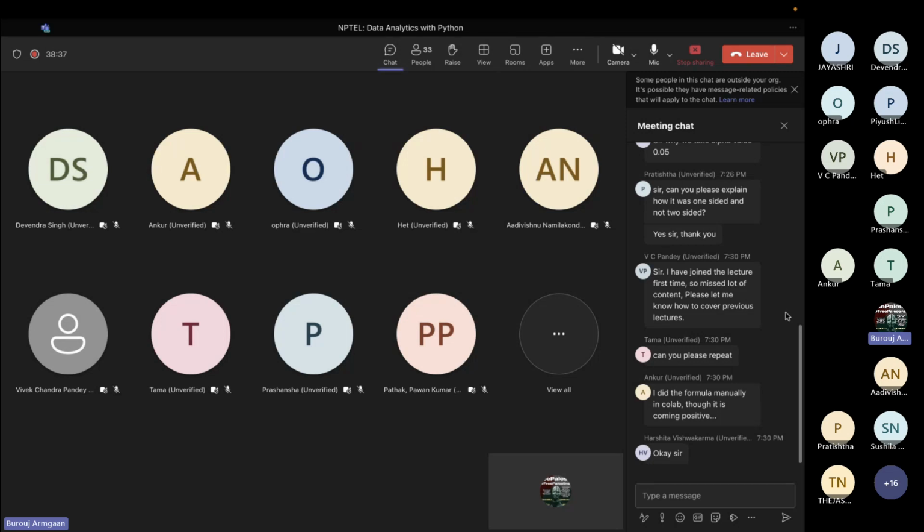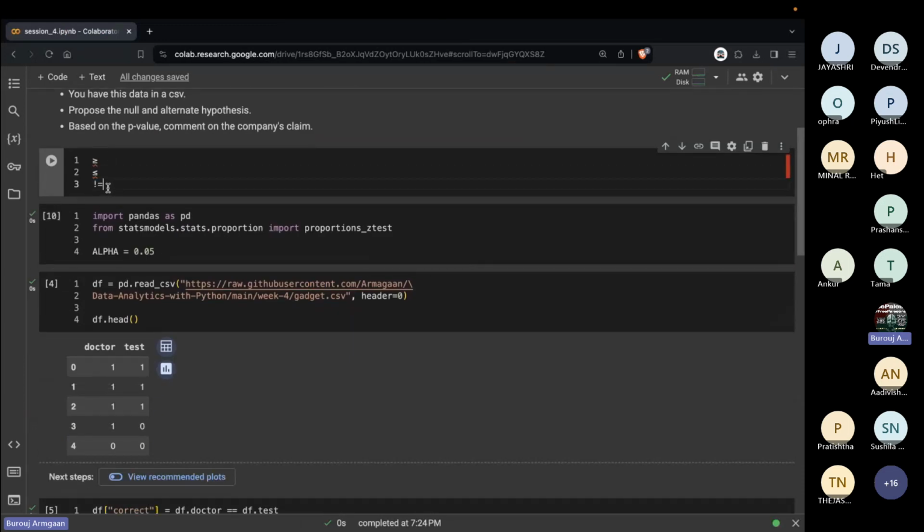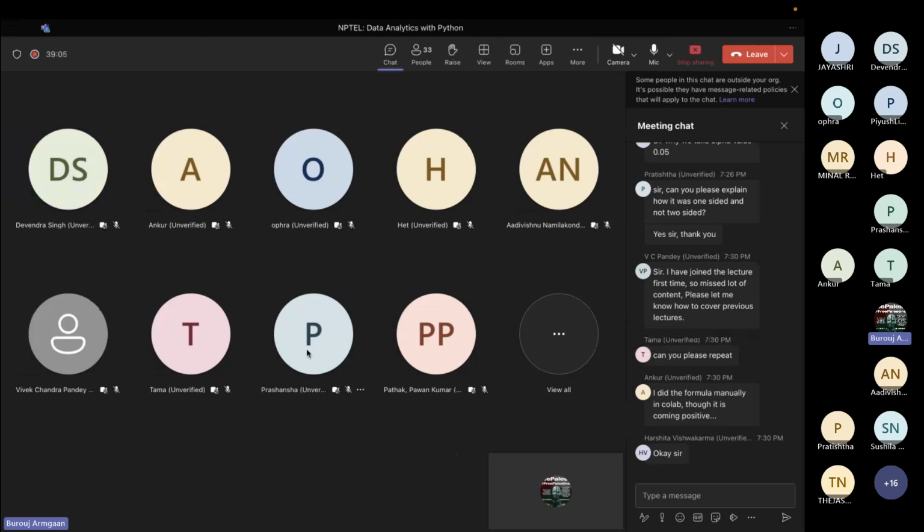So you did the formula in Colab, though it is coming out positive. What is coming out positive? I mean, the Z score is coming positive instead of negative. Okay, so we'll check. Okay, so for this part, I think it will be clear after the visualization. So wait for a minute, maybe. The third question will be to visualize all of this. So maybe you'll understand it after that. So wait for that.